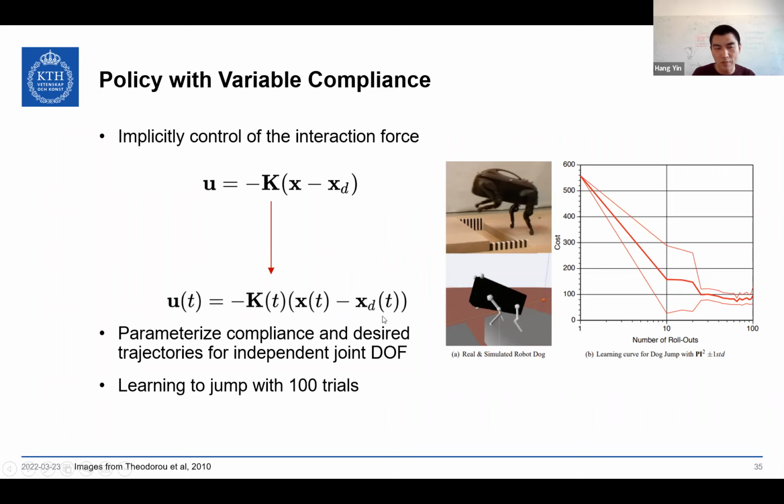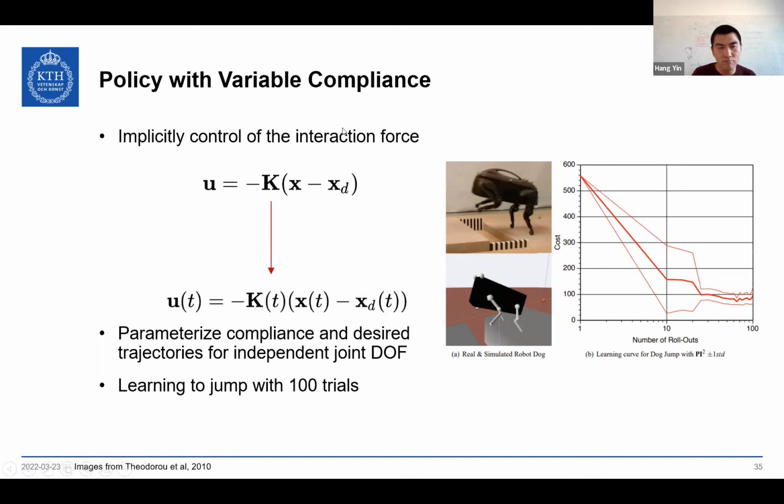So basically you have some time-independent solution that still looks like a really simple form, and they parameterize both the compliance parameters and the desired trajectories for each independent robot joint degree of freedom. And it's actually very effective. You can learn this kind of control for this little dog robot, because that's a little dog, on the real system, with a significant reduction in the number of trials. It's just like 100 trials, and you can learn jumping motions, jumping over gaps, which is pretty impressive, I would say.